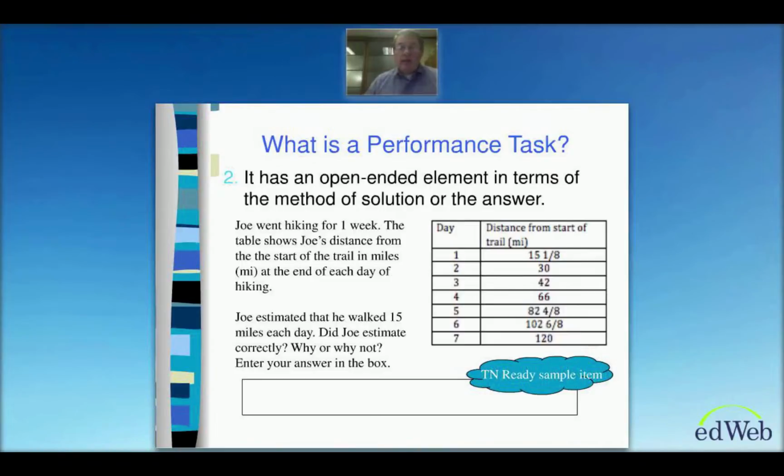But where it's open-ended is that there's different methods that students can use to work toward the solution of the problem. Once they realize that the total distance Joe hiked in 7 days is 120 miles, it might be that a student could use their number sense to come up with an approximate number for how many miles he hiked per day. Another way a student might approach that would be to actually compute the different distances that Joe hiked each day and then use those numbers as a way of answering the problem. So this is open-ended in the sense that there's a lot of different approaches students can use to solve the problem.